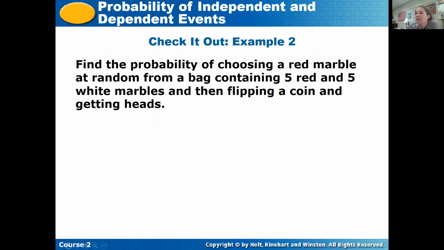All right, find the probability of choosing a red marble at random from a bag containing 5 red and 5 white, and then flipping a coin and getting heads. Well, there's 10 marbles in the bag. How many of them are red? Well, half of them, right? So we could change that to 1/2. And then to get heads on a coin, we have 1 out of 2 chances. So basically it's 1/2 times 1/2, and we get 1/4. We'd start off with 5/20, and then we would get 1/4.